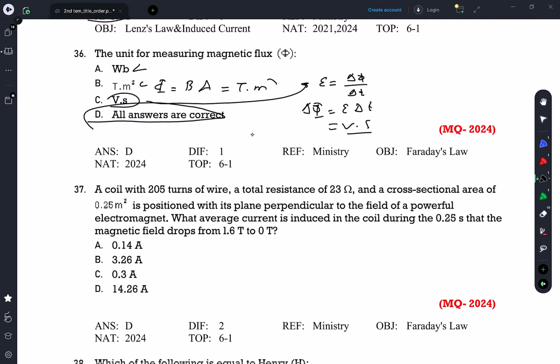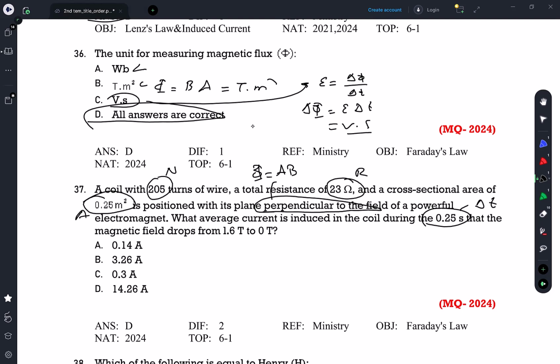Question number 37. A coil of 205 turns of wire, which is N, has a total resistance 23 ohm, cross-section area 0.25 meters squared. Position is plane perpendicular to a powerful electromagnet. Yani we are going to use maximum magnetic flux equation A times B for calculating magnetic flux. What is the average current? What average current is induced in the coil during 0.25 seconds, which is delta T?